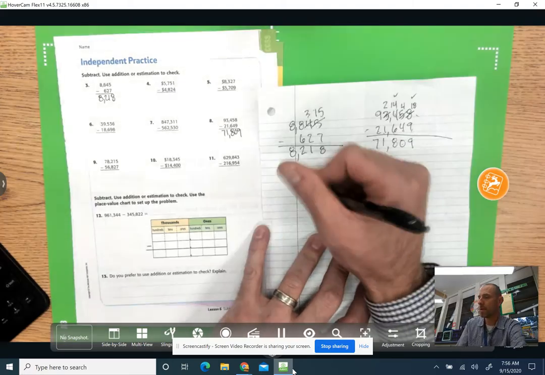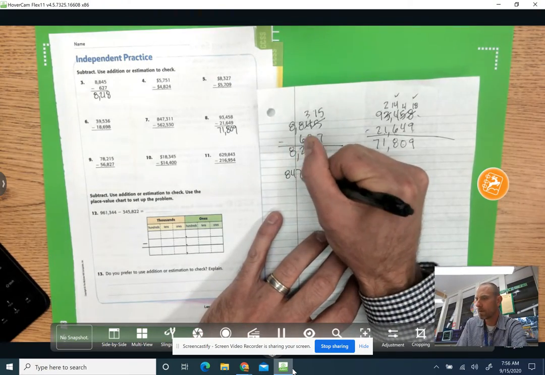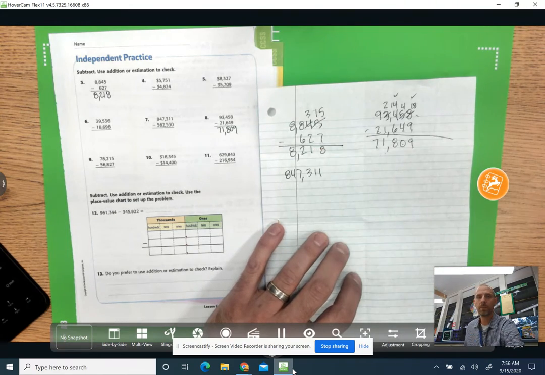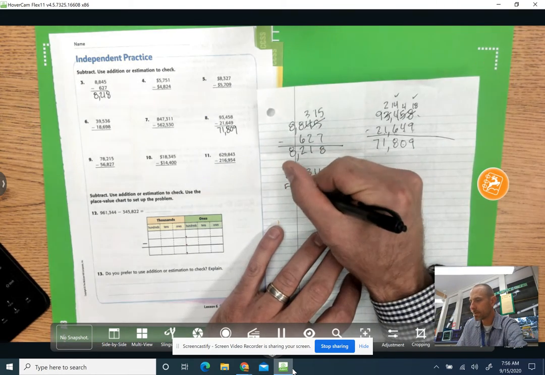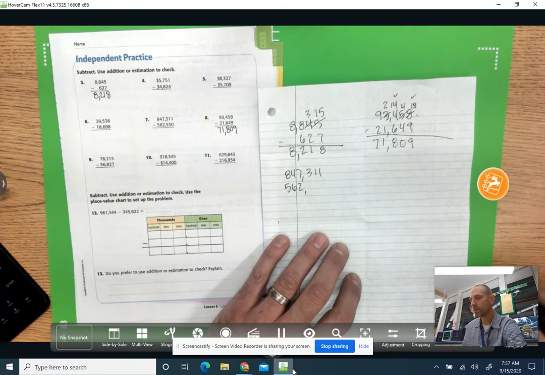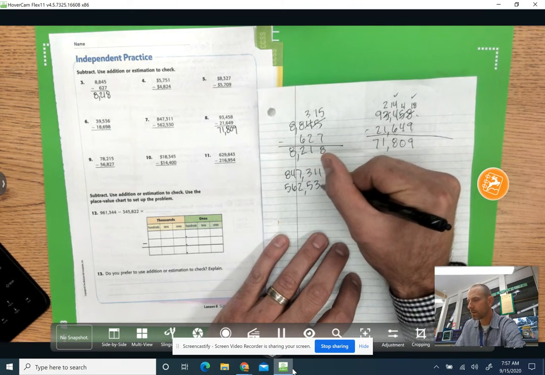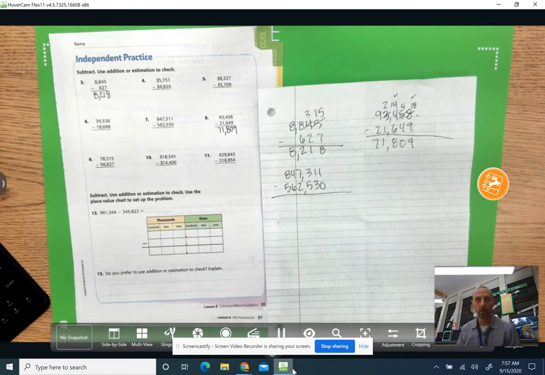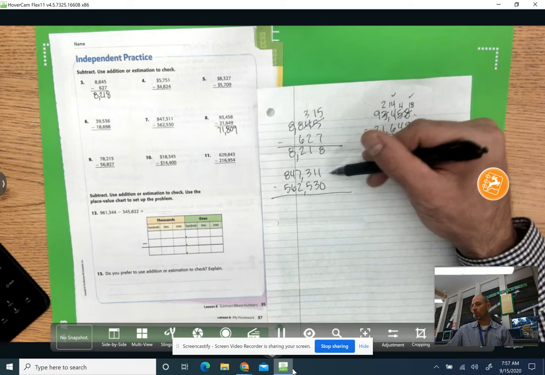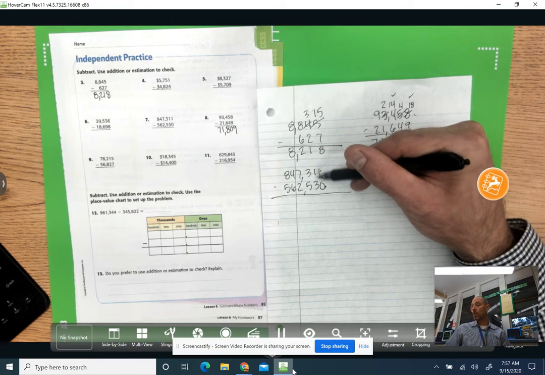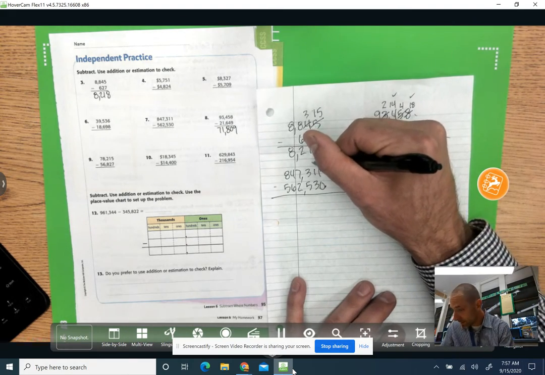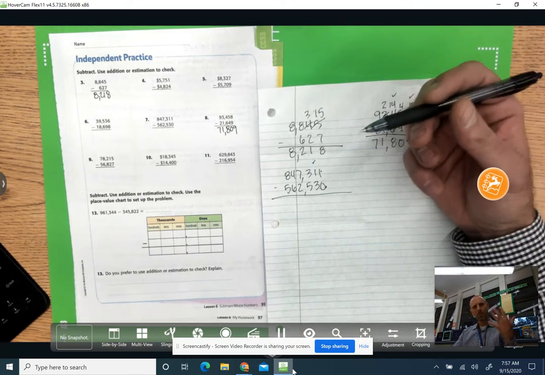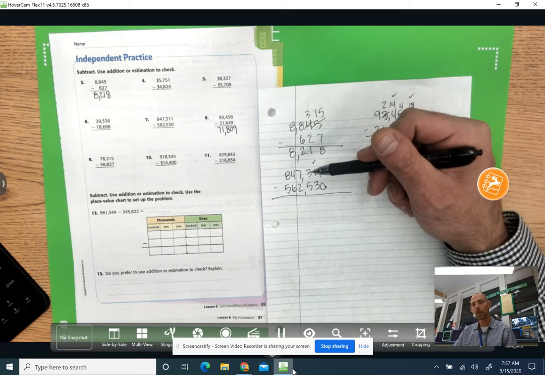Number 7, 847,311, and then 562,530. Now we can subtract. Where are we going to need to regroup? The 1 is larger than the 0. The 1 is less than the 3 here in the tens place. Put a little check right here. Just let me know. Okay. Notating somehow where you need to borrow keeps you organized.